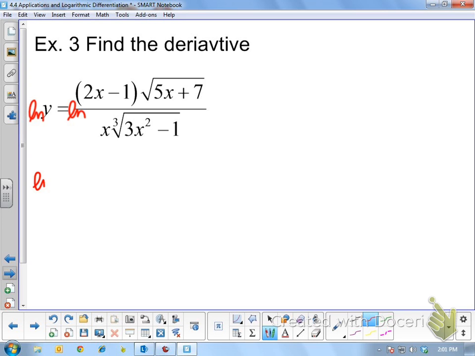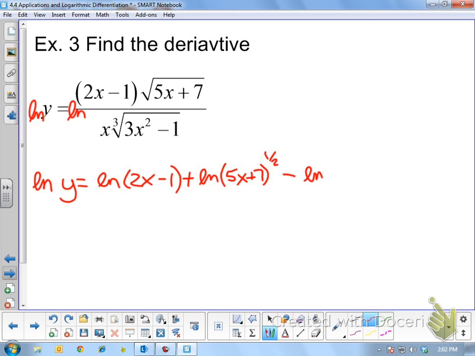So I have ln, not taking the derivative yet. I would have 2x minus 1, so ln of 2x minus 1. Am I going to plus or minus the 5x? Plus. Ln of, and I'm going to put this in parentheses and write it to the 1/2. And then minus these bottom ones. So minus ln of x cubed minus ln of 3x squared minus 1 to the 1/2.